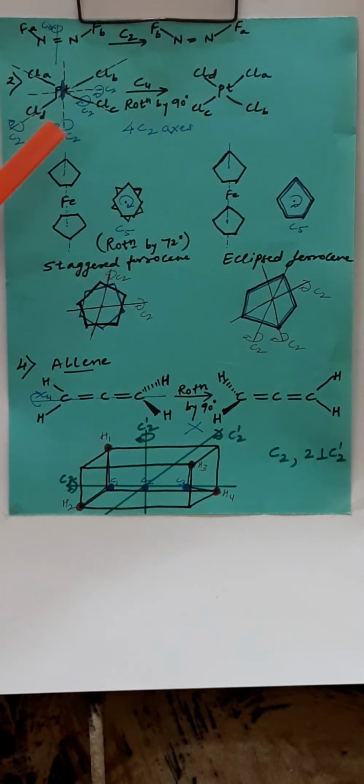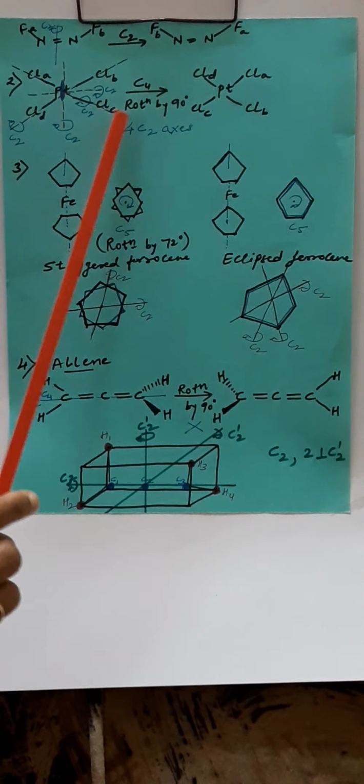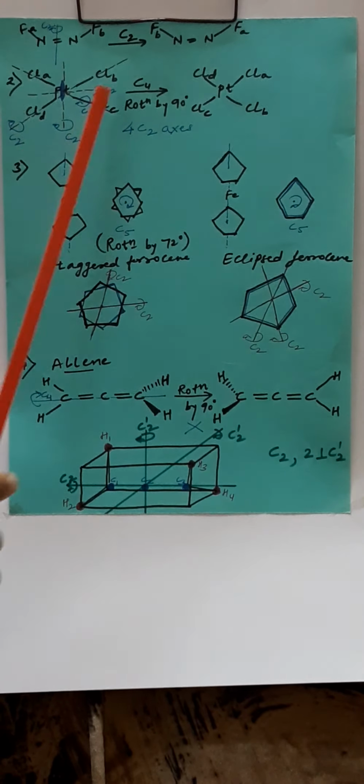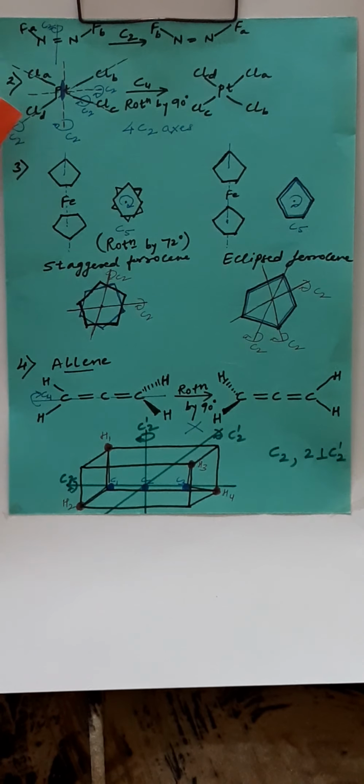So we have 4 C2 axes, and whenever you rotate about a C2 axis of symmetry by 180 degrees, say for instance here, these chlorine atoms will move to this side, and these chlorine atoms will move to this side. So it is applicable to all the C2 axes, the 4 C2 axes which exist in this case. We are going to get the original configuration back every time, and so the C2 axis of rotation exists for platinum tetrachloride. Let us take the next example of ferrocene.